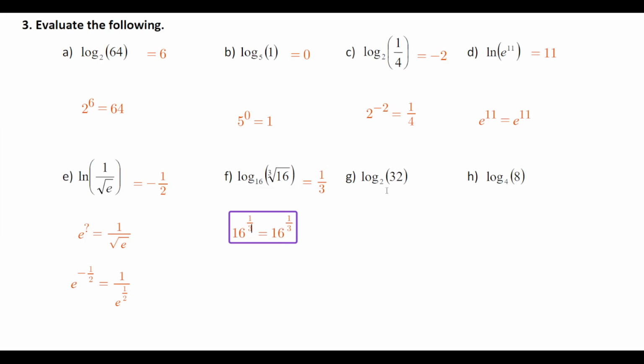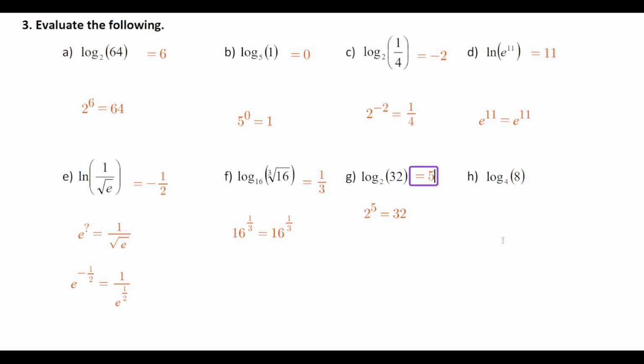Part G says log base 2 of 32. So this is going to be very similar to part A here. Took me a second to think about 2 to what power is 64. This one's not going to take as long. It's going to be 2 to the 5th power is 32. So log base 2 of 32 is going to be 5.